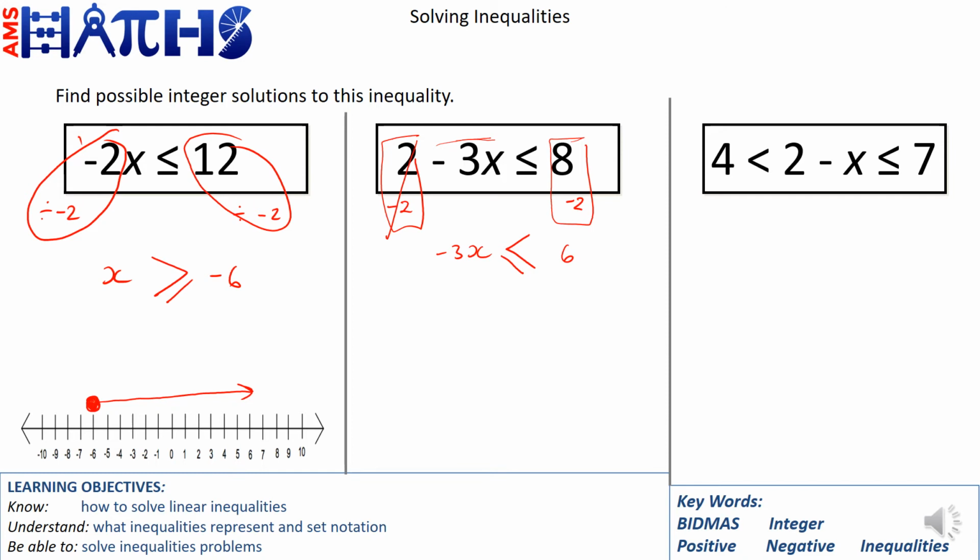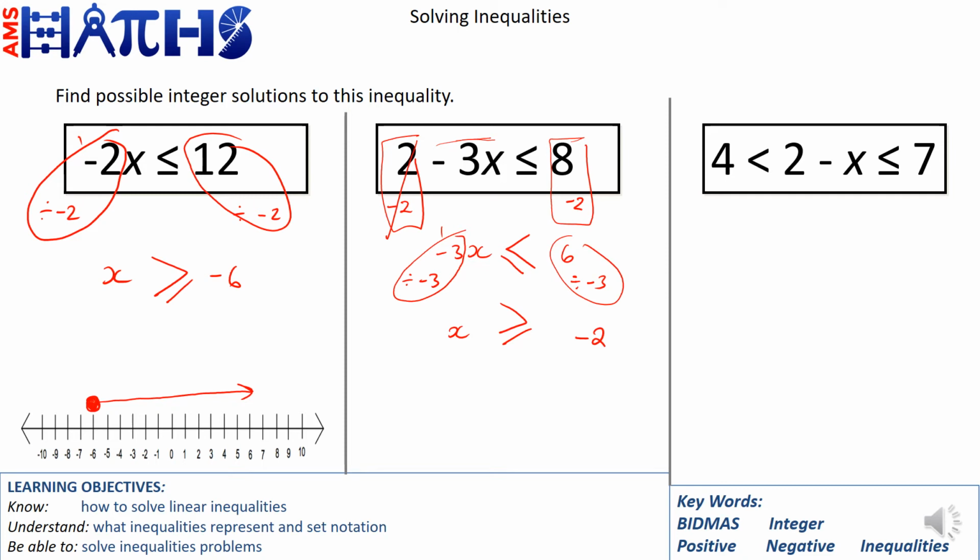Now, to get x, we have to divide by -3 on both sides. Alright, so -3 divided by -3 is 1, so we're left with 1x. And 6 divided by -3 is -2. But because we have divided by a negative, the direction of the sign has to change.